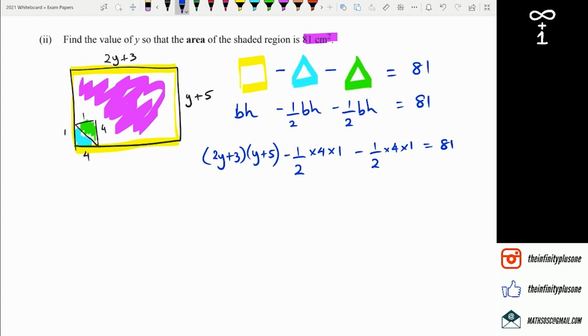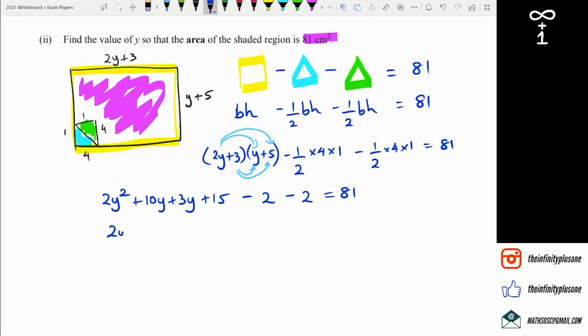So now we need to expand the quadratic. Once again, we're going to use FOIL here. And if you're comfortable with something else, that's absolutely fine. So what we have got here is 2y squared plus 10y plus 3y plus 15. And now we're going to work out half times 4 times 1, which is just 2, minus 2 equals 81.